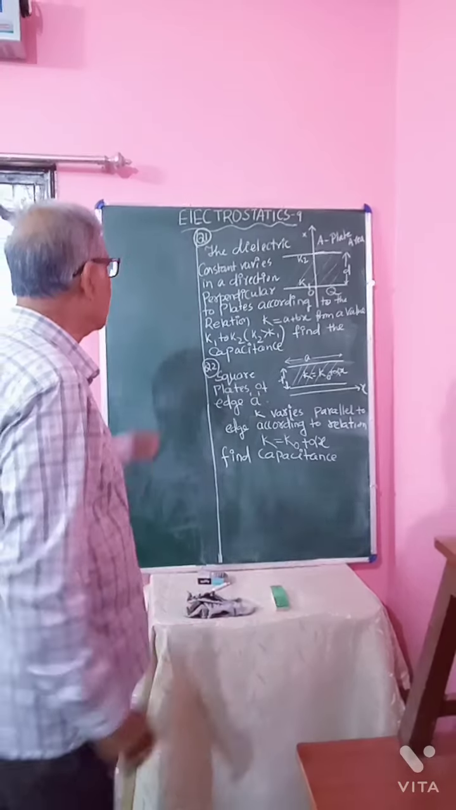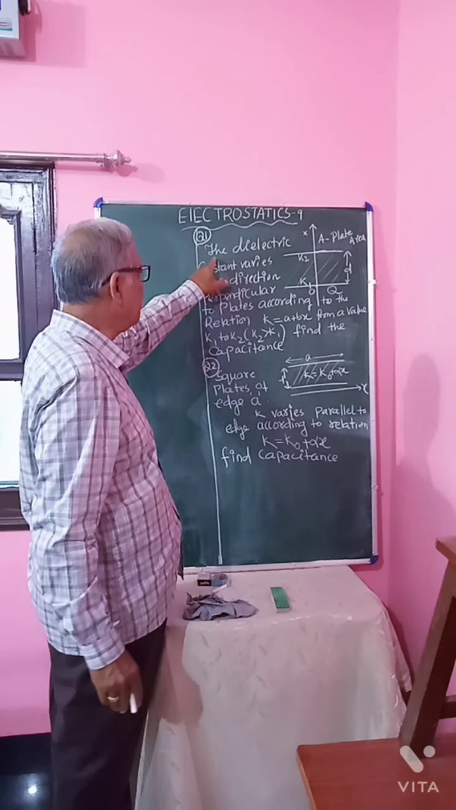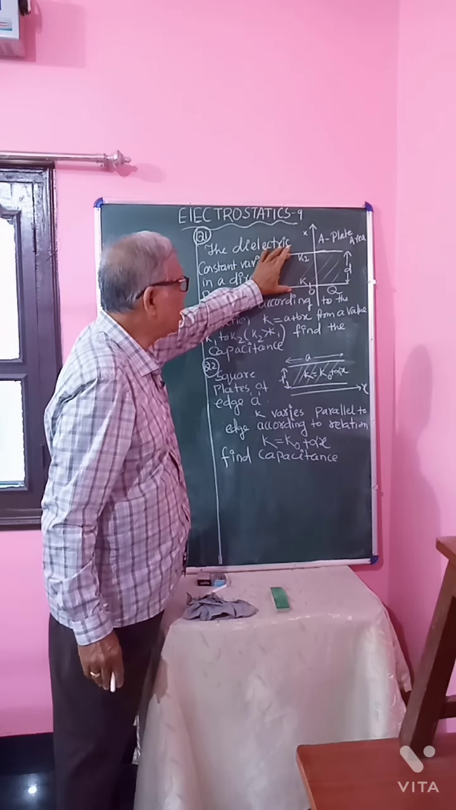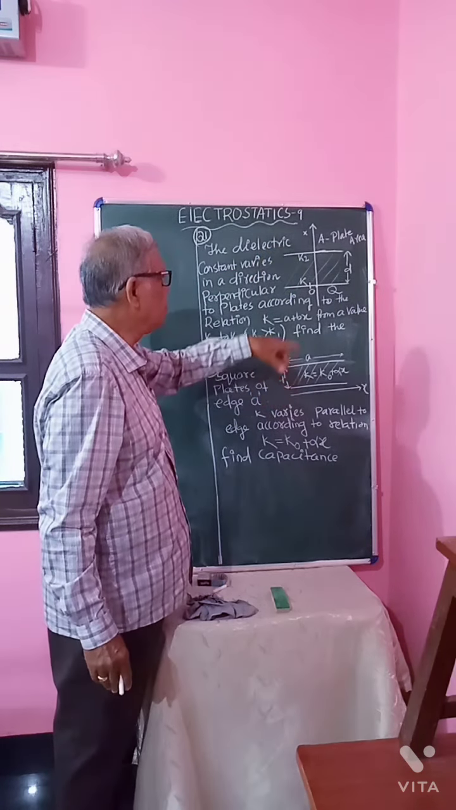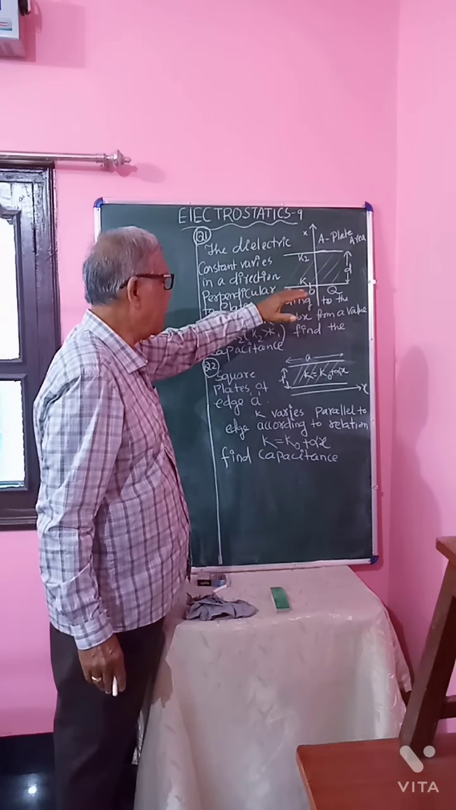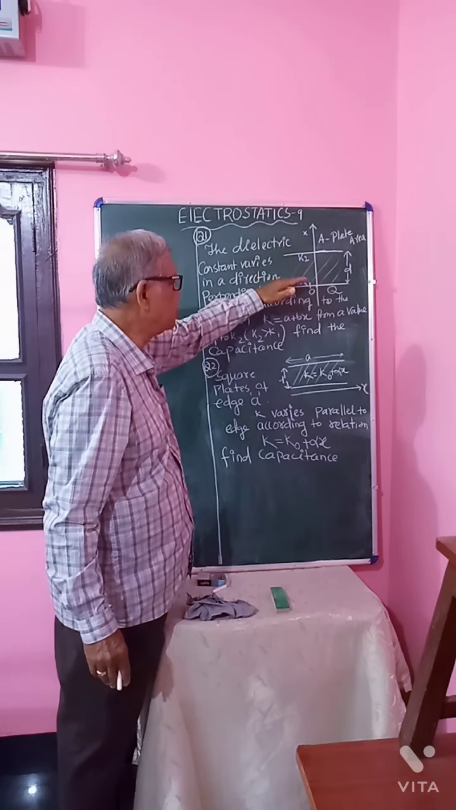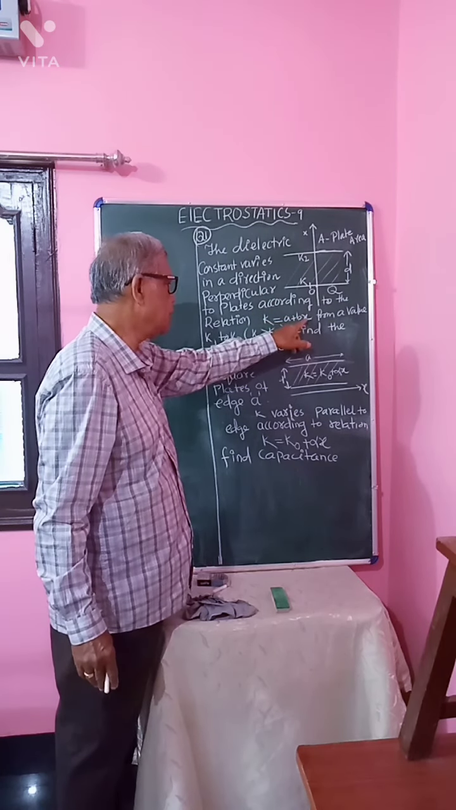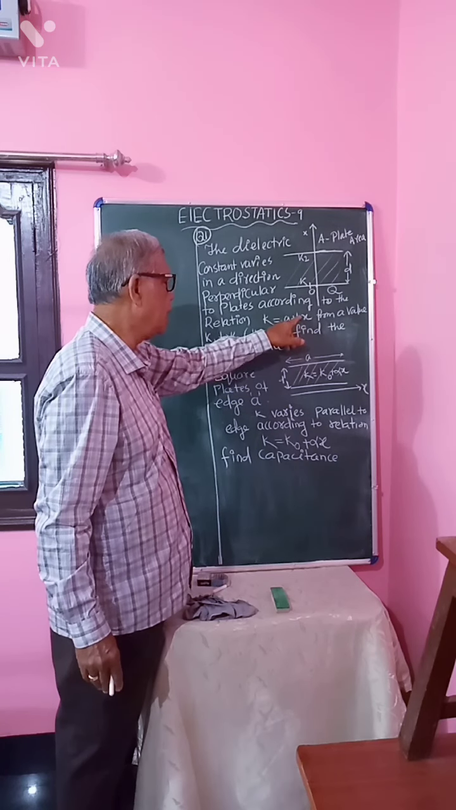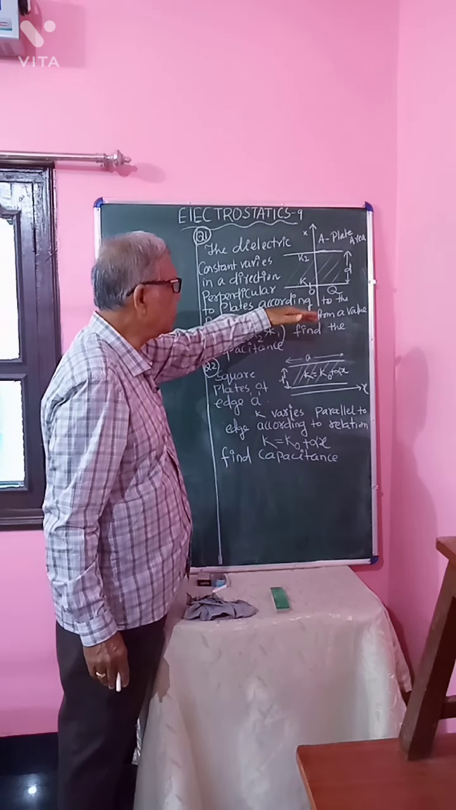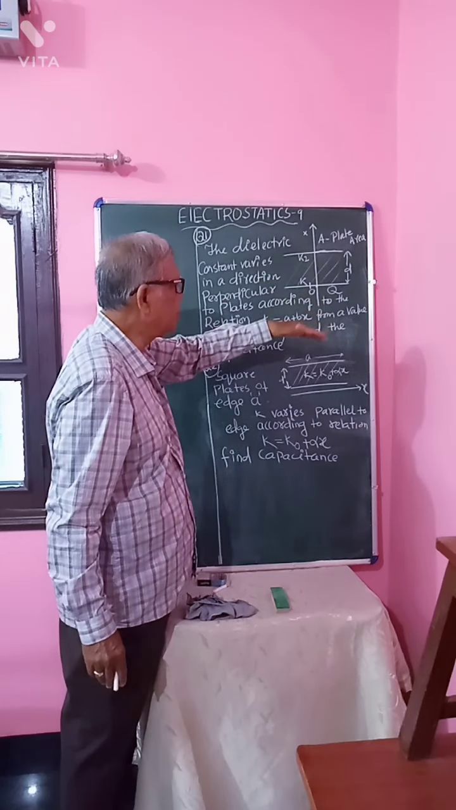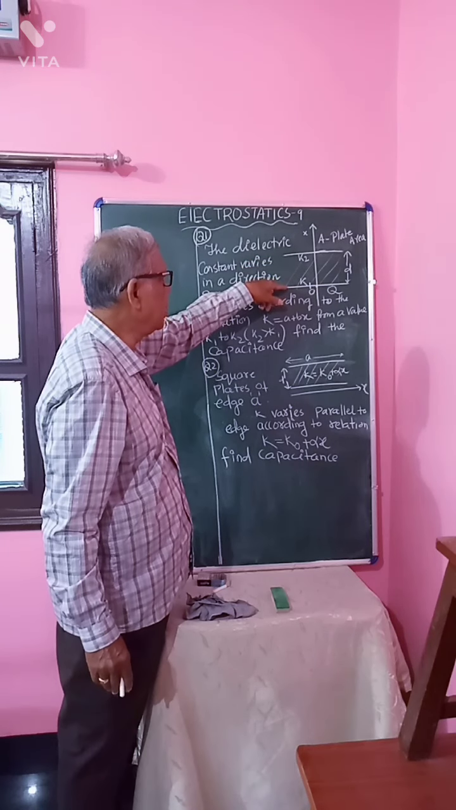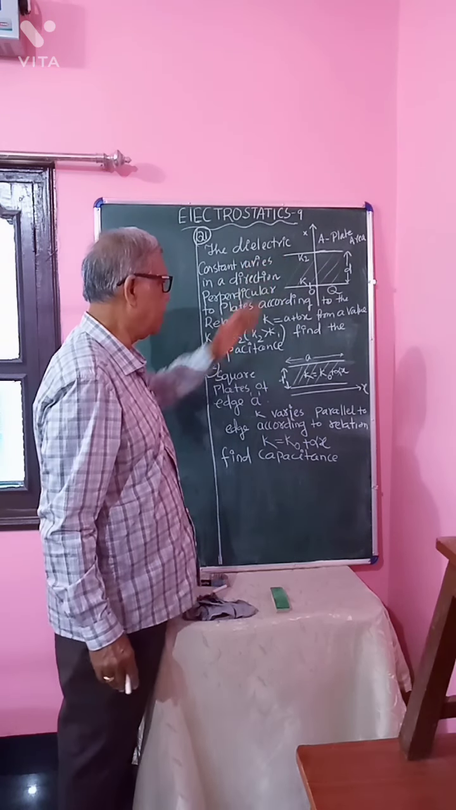Now here the problem is the dielectric. This is a parallel plate capacitor filled with a dielectric, and the dielectric constant varies according to the relation K equal to A plus B into X. A and B are constants, and the dielectric varies in a direction perpendicular to the plane of the plates. Separation between the two plates is D. Area of each plate is A.